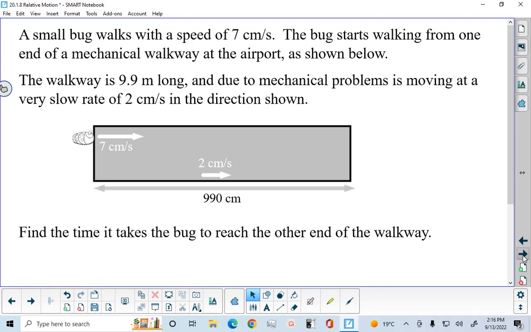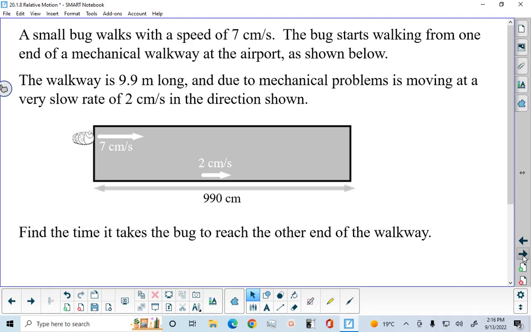So every second that goes by, that bug will move 7 centimeters to the right. But it's doing so on a walkway that's moving 2 centimeters to the right. Now the bug is not very intelligent. As far as the bug is concerned, it is still walking with a speed of 7 centimeters per second. But if we're standing outside watching this happen, the bug moves at 7 centimeters per second, and the walkway is adding another 2 centimeters per second to it.